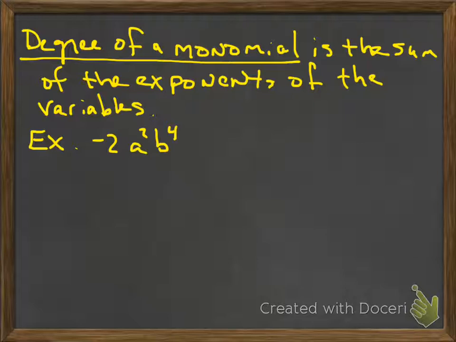The degree of a monomial is the sum of the exponents of the variables. So when we look at this, we do not include the coefficient. We're not including something like the negative 2. We're only looking at the exponents of the variables. So here we're looking at the 2 and the 4 to determine the degree of the monomial. It says the sum of, so that means we need to add them. 2 plus 4 is 6. So the degree of this monomial is 6.